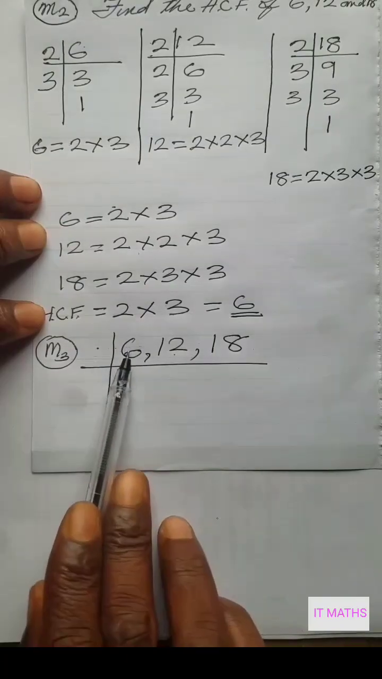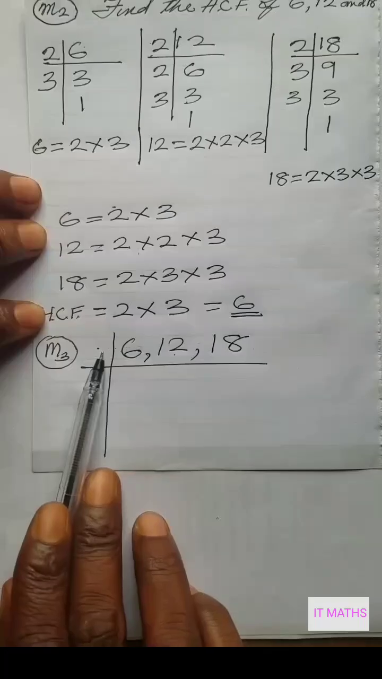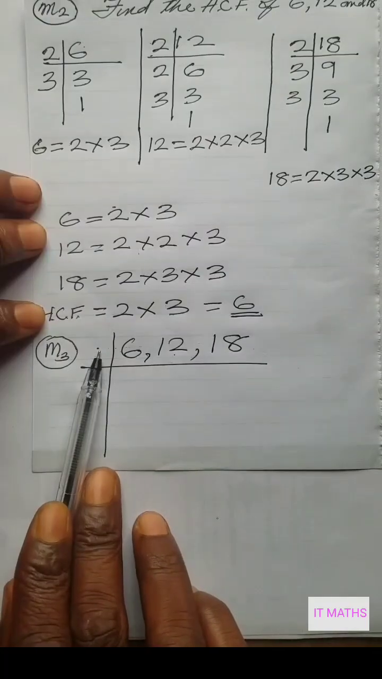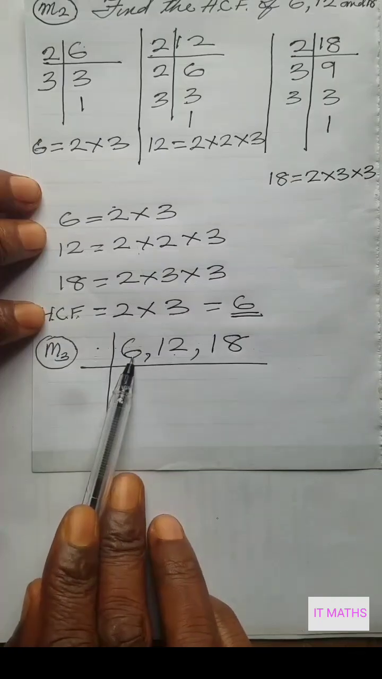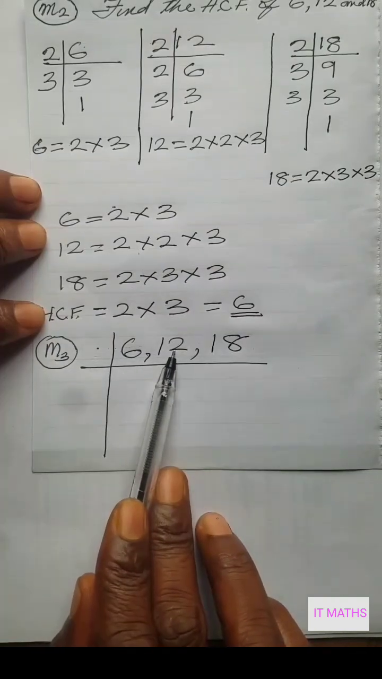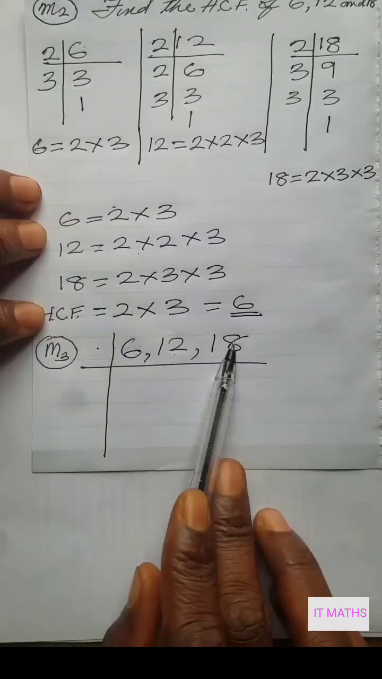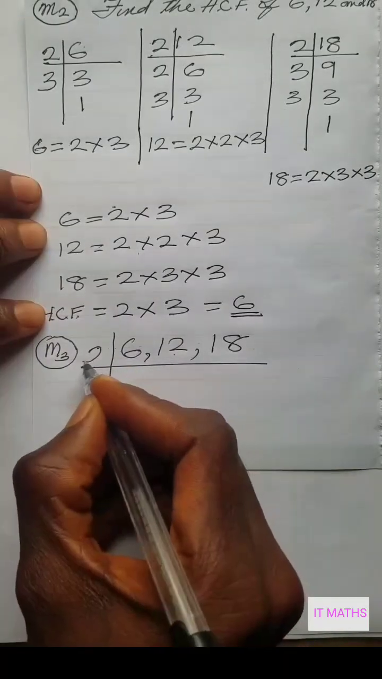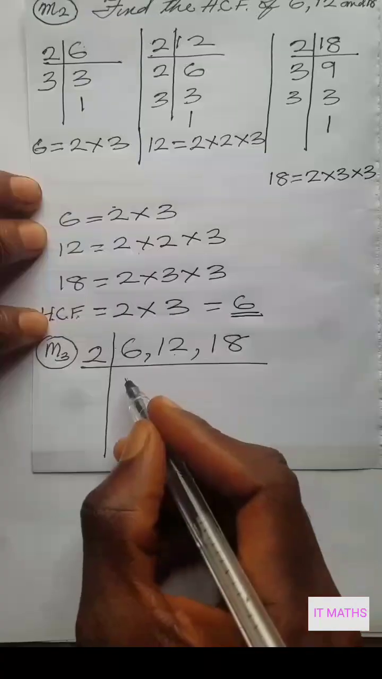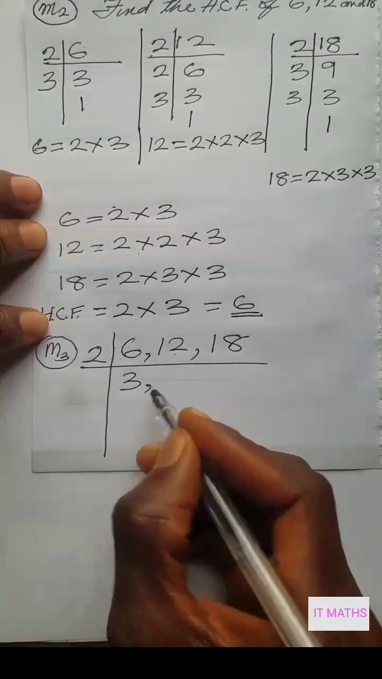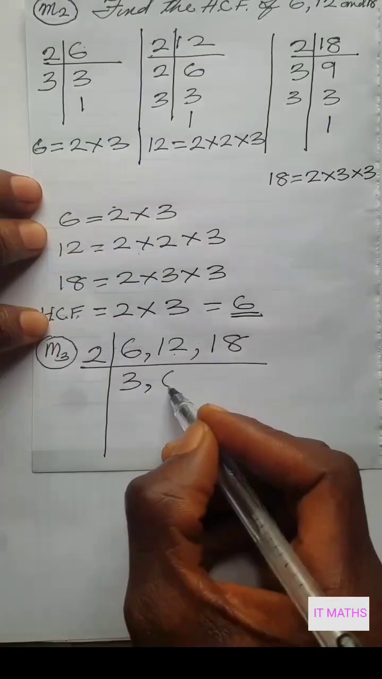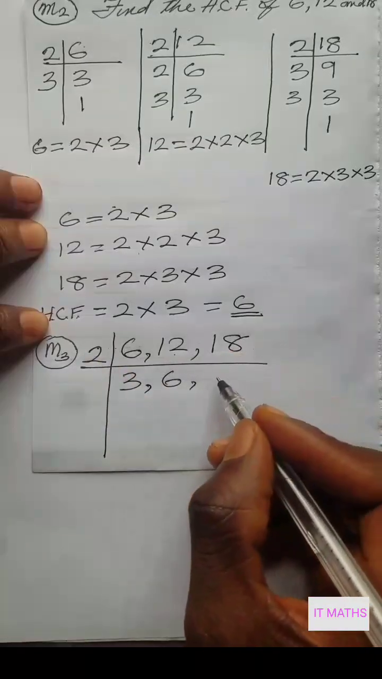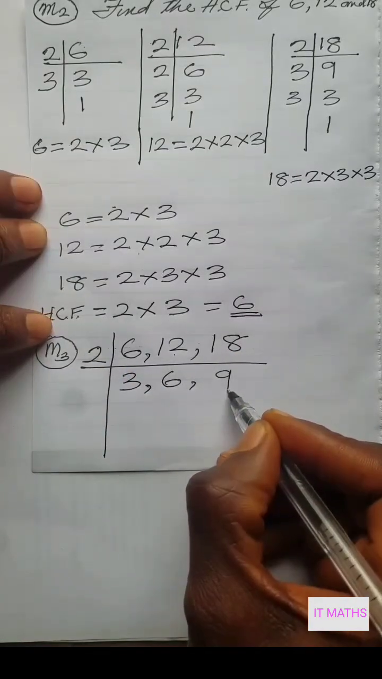So we start. What number can divide 6, 12, and 18? Let's start from the smallest prime number, which of course is 2. So can 2 divide 6? Yes. Can it divide 12? Yes. Can it divide 18? Yes. So we pick 2. 2 goes into 6 is 3. 2 goes into 12 is 6. 2 goes into 18 is 9.